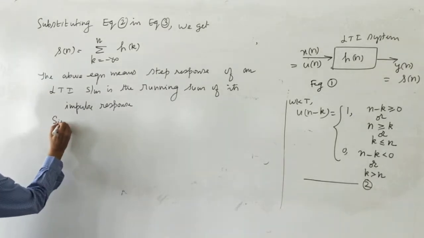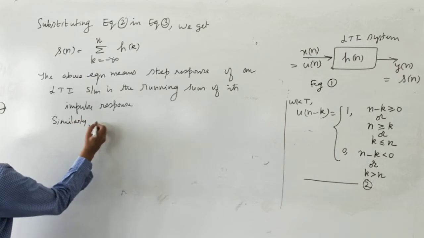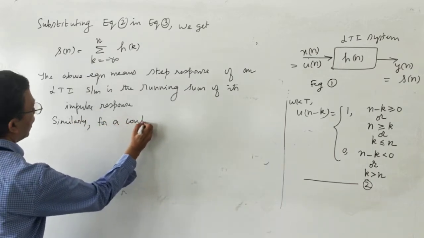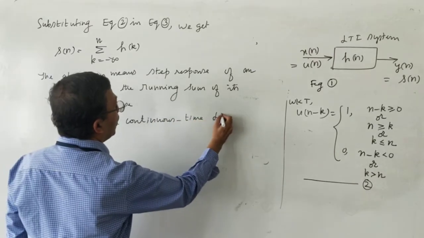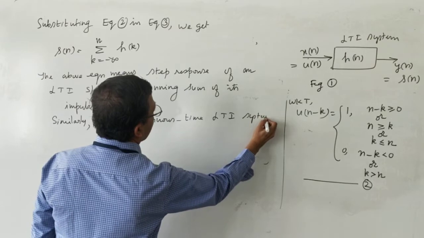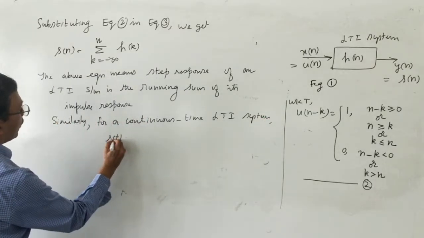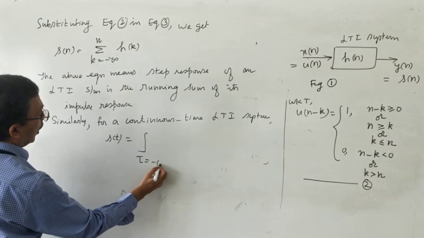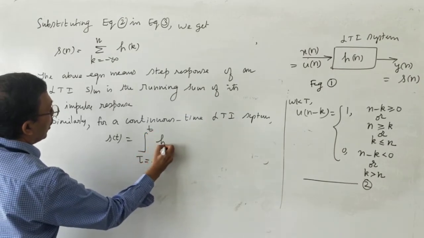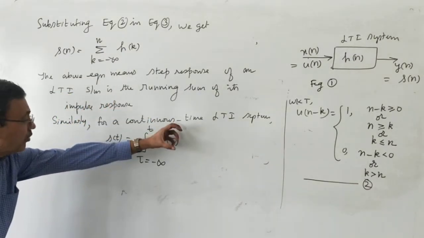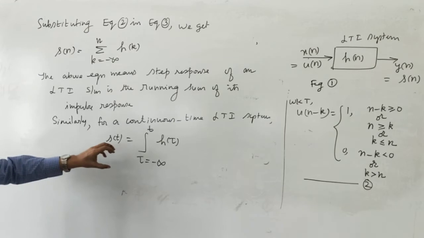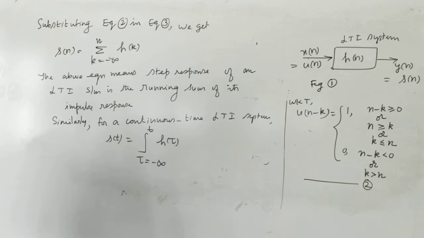Similarly, for a continuous time LTI system, s of t equals integration with respect to tau from minus infinity to t of h of tau. This means for a continuous time LTI system, step response s of t is the running integral of its impulse response. I will write it down for you.